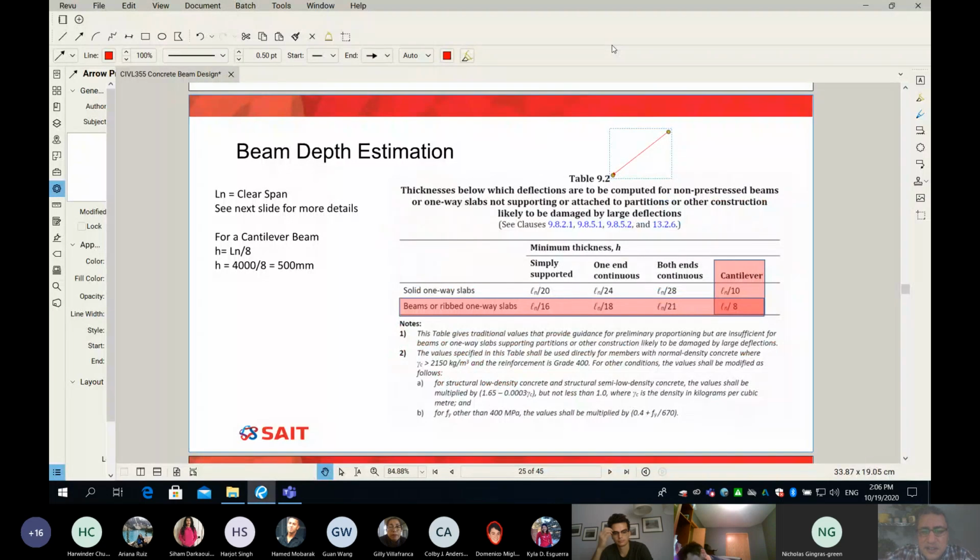You can see thicknesses below which deflections are to be computed. Which means if I go with this H or even more, do I have to check deflection? What do you think? I know the code wording, the header is not really very clear. It says thicknesses below which deflections are to be calculated. How about what I said? If I use H more than what is in this table, should I check deflection? Looks like no. Just give yourself time and you will see. Looks like no. Now let me show you the table.